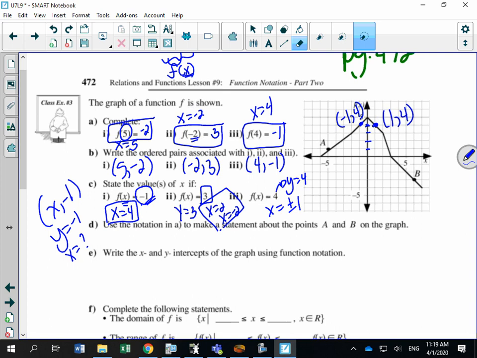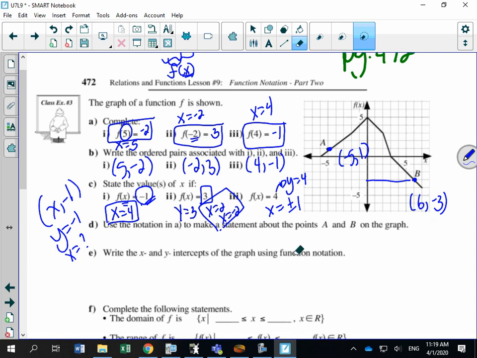D says use the notation in A, so function notation, to make a statement about points A and B on the graph. So let's write points A and B. So first of all, let's figure out what these ordered pairs are. So that would be -5, comma 1, and B would be 6, what's that y value? -3. Okay, how would I write this in function notation?